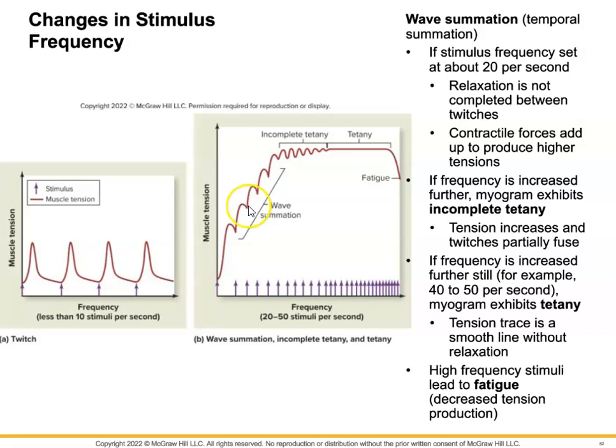And it starts to relax. And then, oh, wait, there's another stimulus. We contract again with a little more force. So it's summing or adding together the force of contraction from each stimulus. That is called summation or wave summation, because the contraction waves are added or summed together.